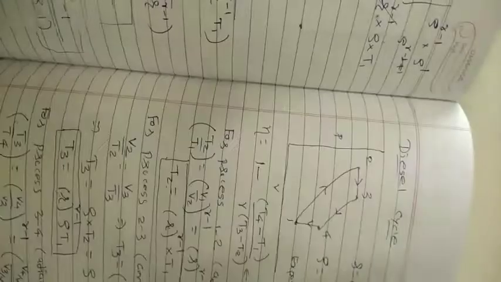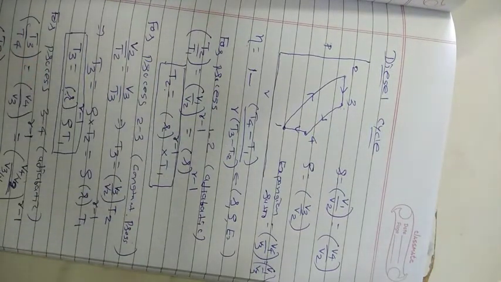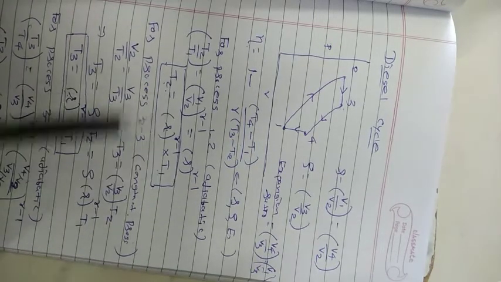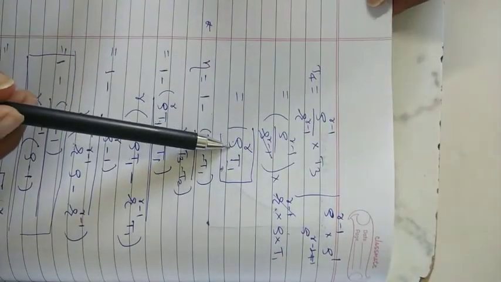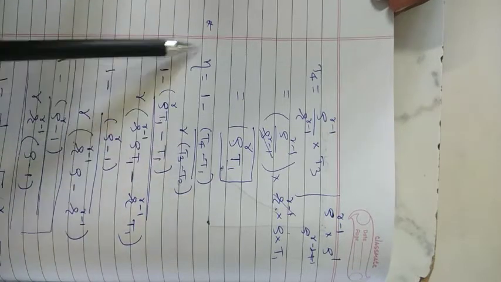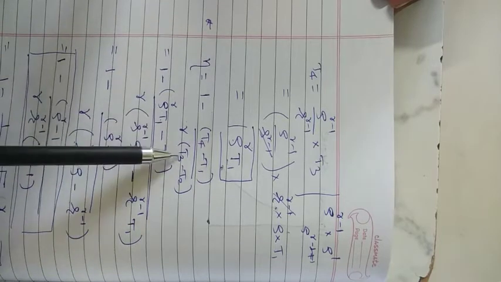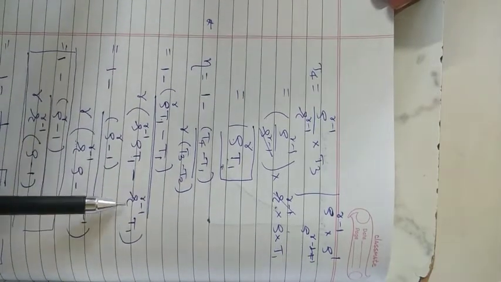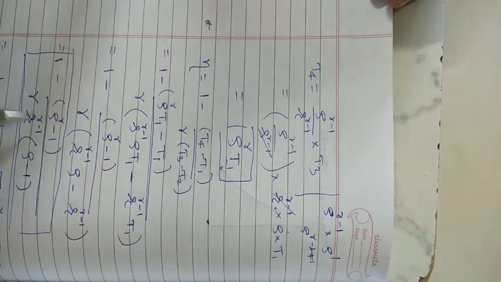So again I am telling you that this equation we proved last time. Today what we did, first of all we converted all the temperatures in the form of T1. We converted T2 in the form of T1, T3 in the form of T1, and T4 in the form of T1. Then we utilized this equation and put all the values here: the value of T4, T3 and T2. Then we simplified this equation, and finally we got this equation.